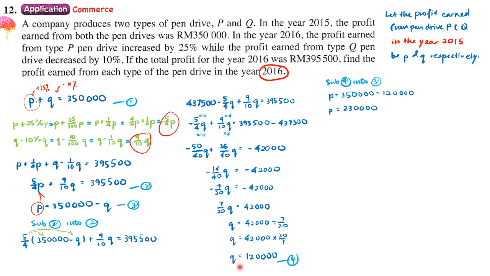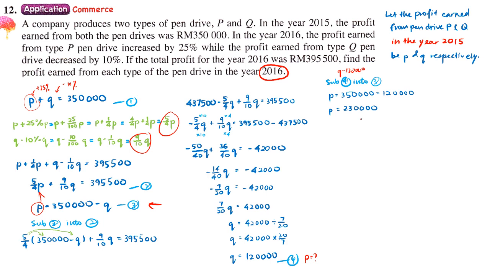I've only found Q, I still want to find P. Every time I do substitution I have this advantage: I have Q and I'm trying to find an equation where P is the subject. Do I have an equation like this? Yes, I do. P equals 350,000 minus Q. So substitute Q equals 120,000 into equation 3, which is over here. So P equals 350,000 minus Q, which equals this. There you go, I found P.